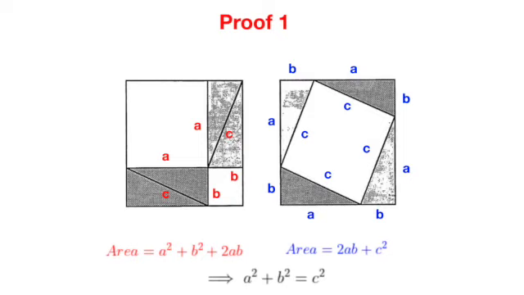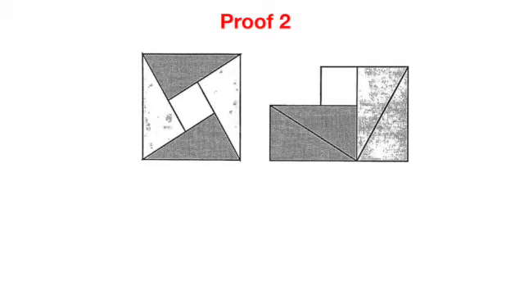Since the two diagrams side by side have equal area, we can equate the expressions for area and see that a square plus b square equals c square, which is the Pythagoras theorem. We can now move on to the second proof.